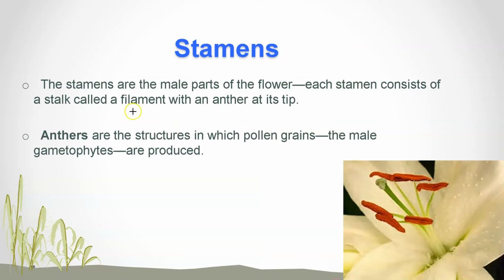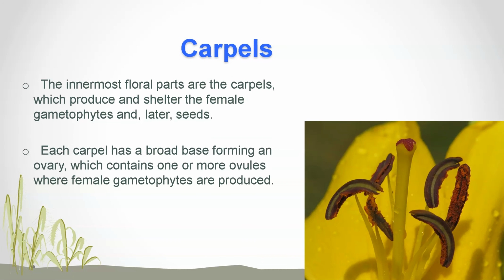Now stamens, hence the word men, are the male parts of the flower. Each stamen consists of a stalk called a filament and an anther. Anthers, right here, are the structures where pollen grains, gametophytes, are produced. We live in Florida and it's constantly growing season, so I'm sure some of y'all deal with allergies and you've seen all the pollen covering cars when oaks are releasing all that pollen. But that comes from anthers on a flower.